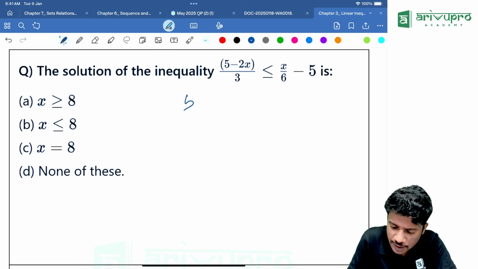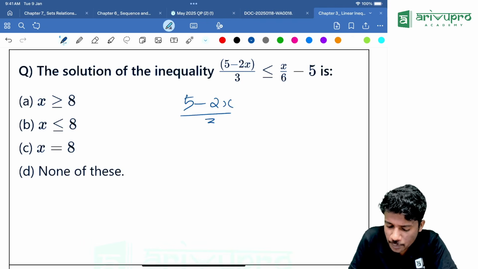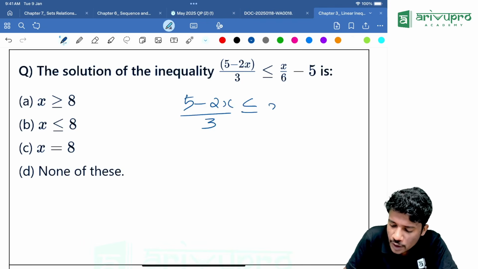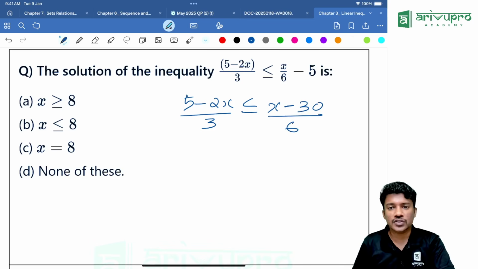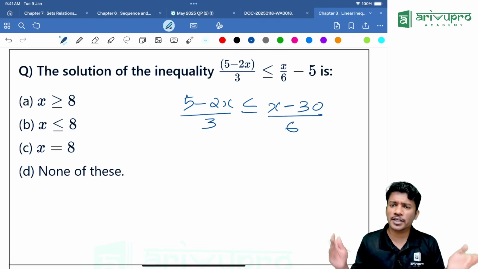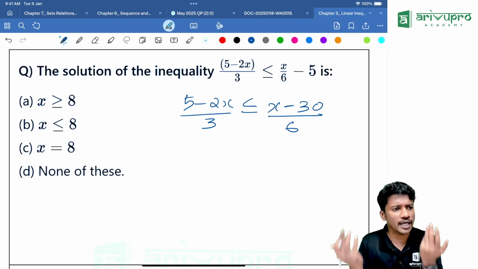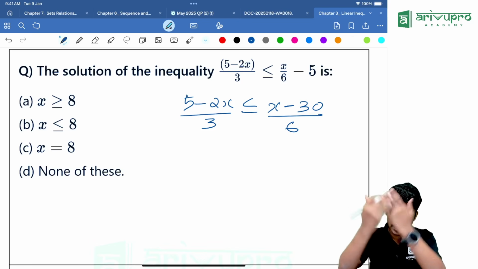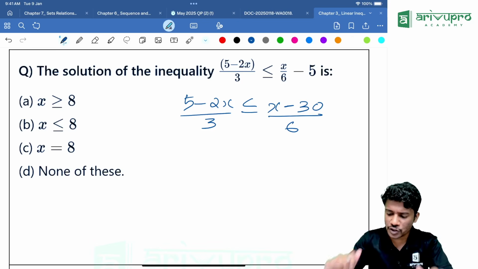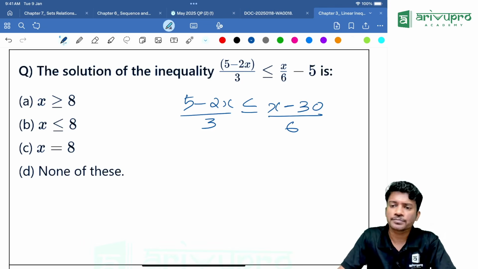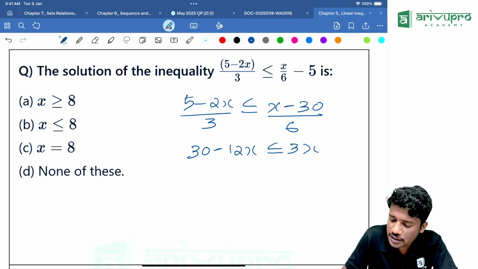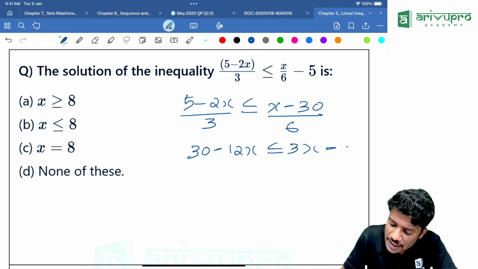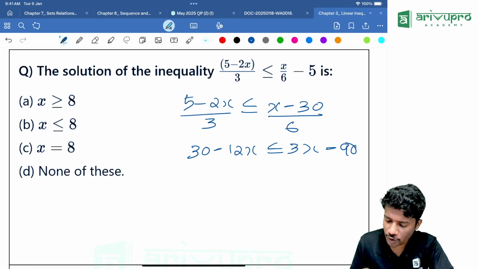LCM in the left hand side. That means 5 minus 2x divided by 3 less than or equal to x minus 5 into 6 is 30, divided by 6. You can cancel it or cross multiply if you want. Cross multiply. 30 minus 12x less than or equal to 3 into x is 3x. 3 into 30 is minus 90.